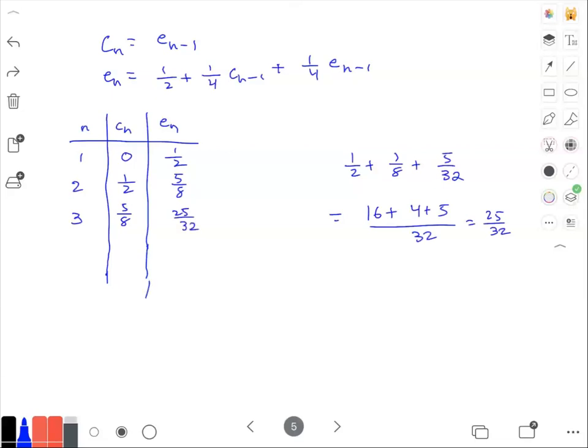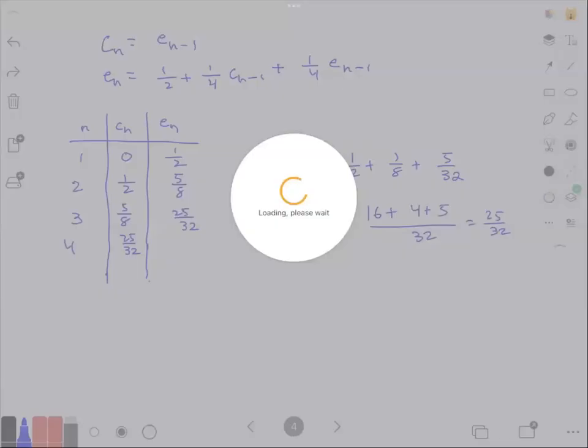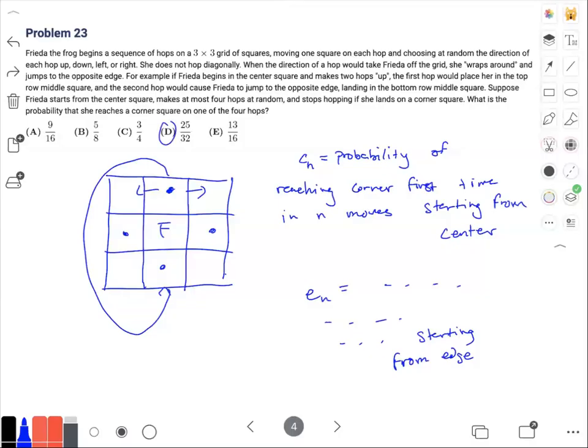So our goal is to find C4, which is equivalent to E3. So 25 over 32 should be our answer. That's choice D, and we are done.